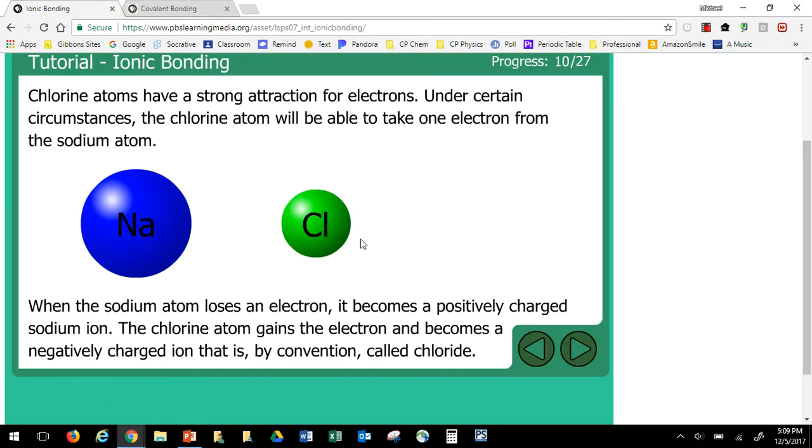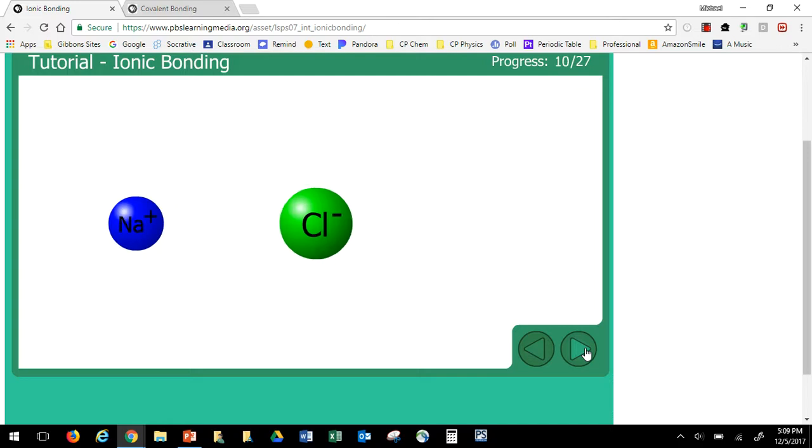Now, sodium is bigger than chlorine because it has more of a shielding phenomenon happening on its one electron. So even though they're in the same period, sodium is a little bigger than chlorine. But chlorine, with its larger electronegativity, has a desire for more electrons, and sodium, with a very low electronegativity, doesn't really care. So the electron leaves sodium and goes to chlorine.